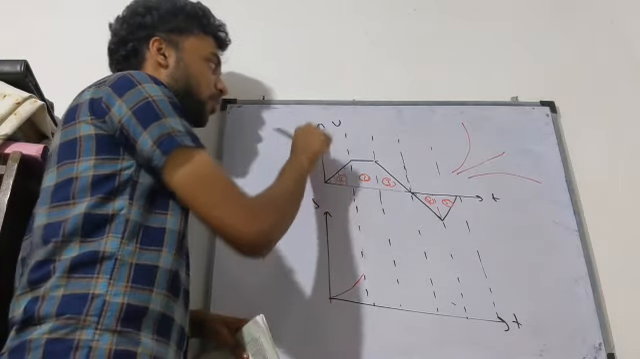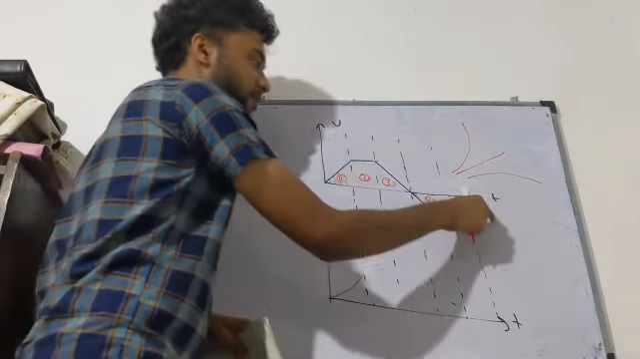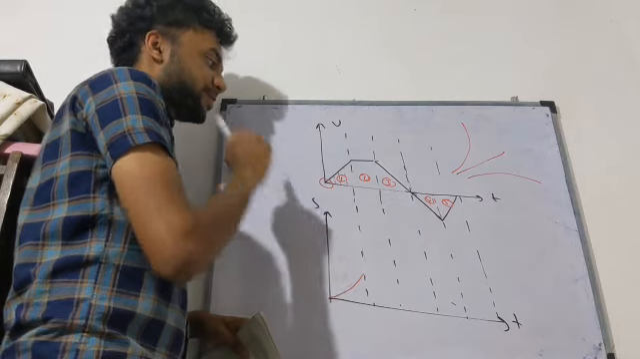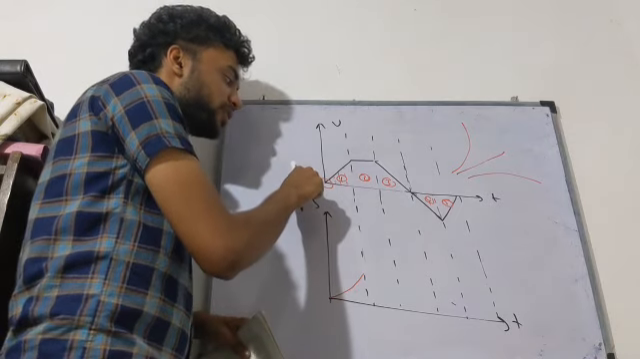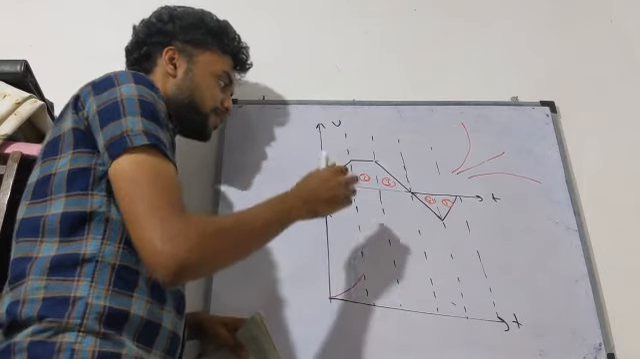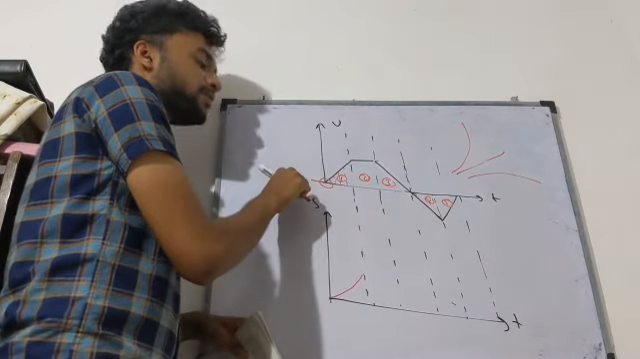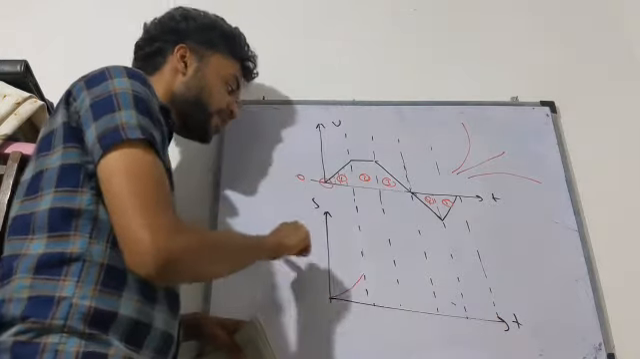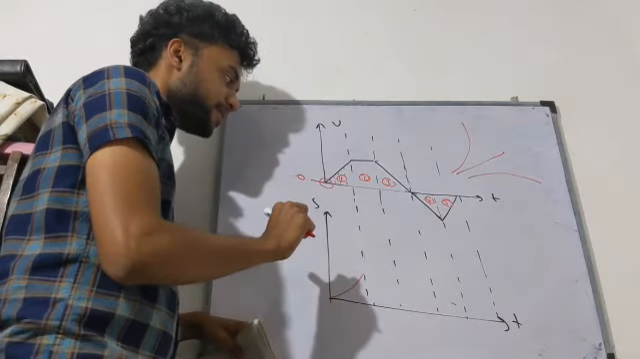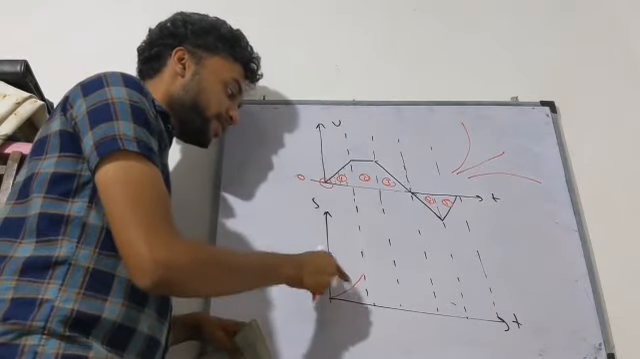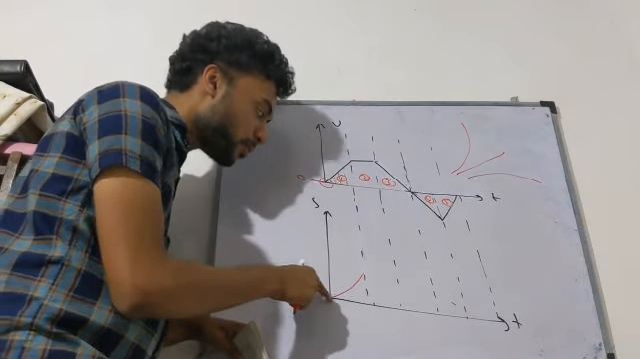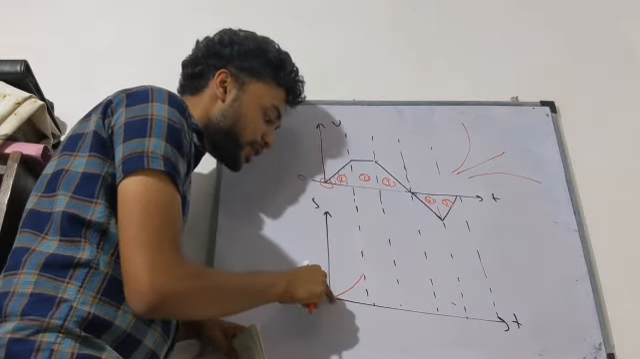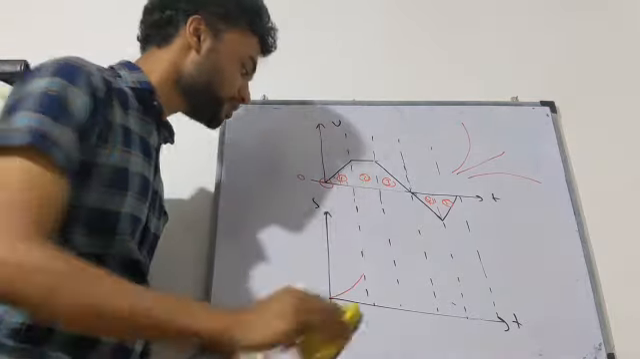Why? We know that on a VT graph, the gradient gives us acceleration, and from the y coordinate, we can see the velocity values. Now, can you see at this point, the velocity is 0? From the gradient of an ST graph, we can see what the velocity is. Gradient of ST graph is equal to the velocity. Therefore, at the origin, velocity is 0, so the gradient should also be 0.